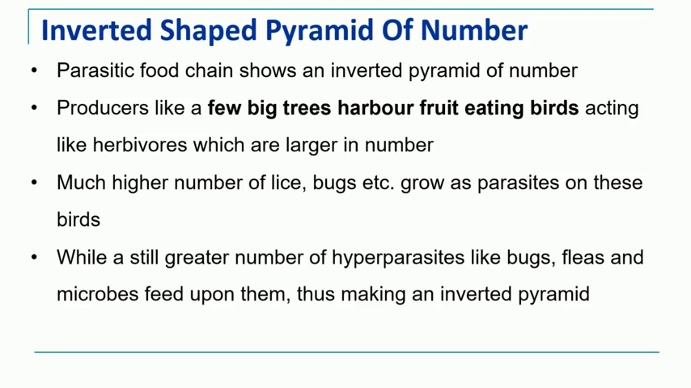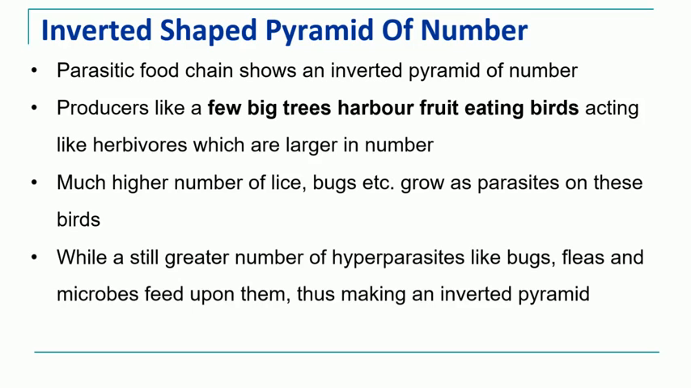We can take another example like producers in the form of trees on which fruit eating birds act like herbivores. Now they are more in number than the trees. So the second layer of the pyramid is larger. Now there are different types of parasites present on these birds. So these can be in the form of lice, other bugs. So they are more in number than the birds. So the third layer of the pyramid is more broad.